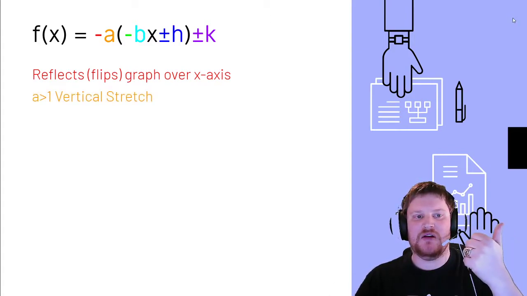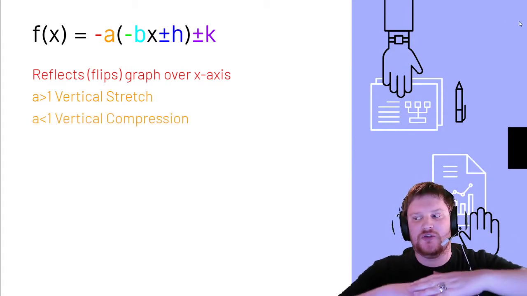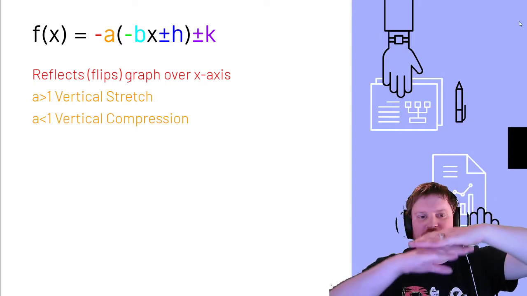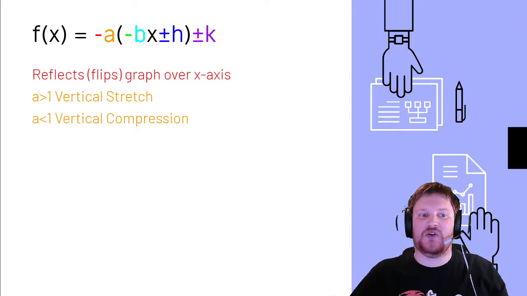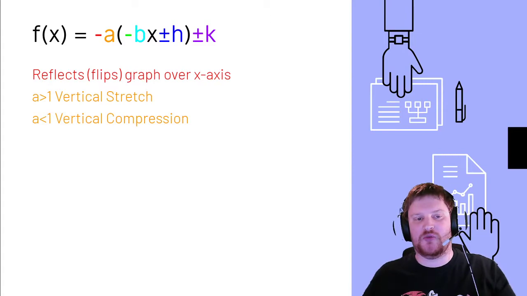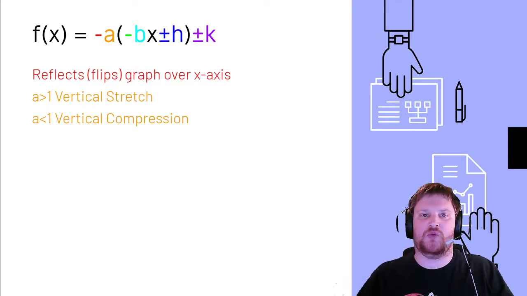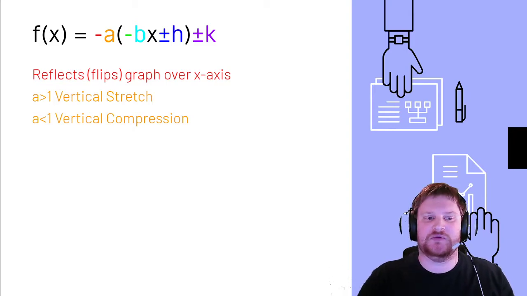An a on the outside is either going to stretch or compress the graph vertically, so pull or push it vertically. If a is bigger than 1, it stretches it. If it's smaller than 1, it compresses it. So multiplication on the outside is normal. Bigger than 1, stretch; smaller than 1, compress.